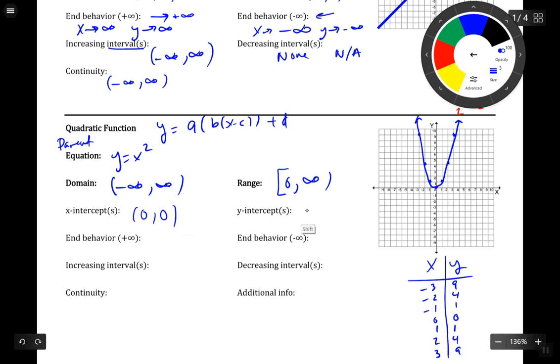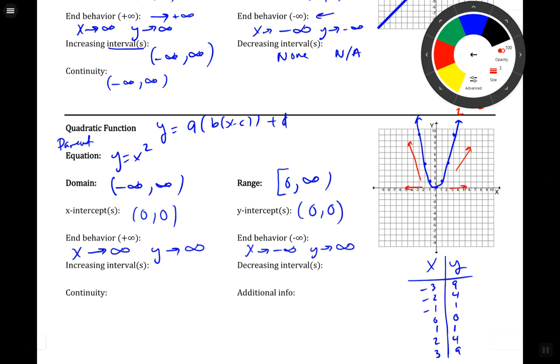Does everybody see it? All right. What's the end behavior? As x goes to infinity, what does y go to? Infinity. Does everybody see it? It's going up. As x goes to negative infinity, what's y going to? Infinity. As x goes to negative infinity, what is y going to? Infinity. As x goes to positive infinity, what's y going to? Infinity. Does everyone see it? Is that my end behavior?